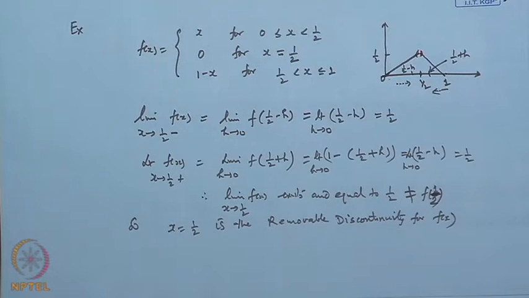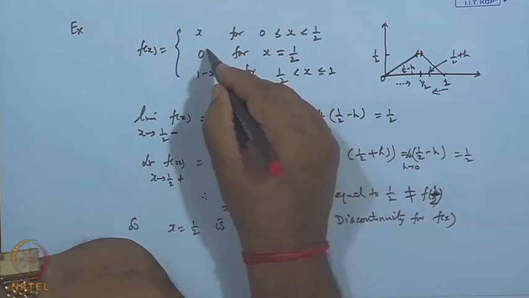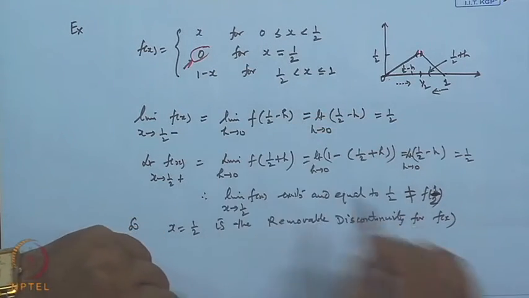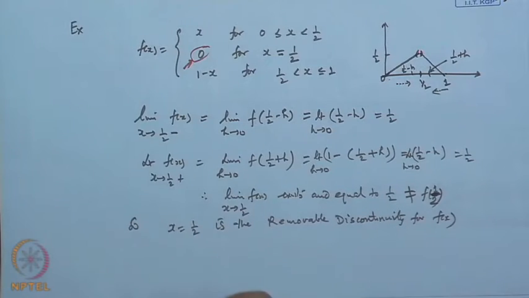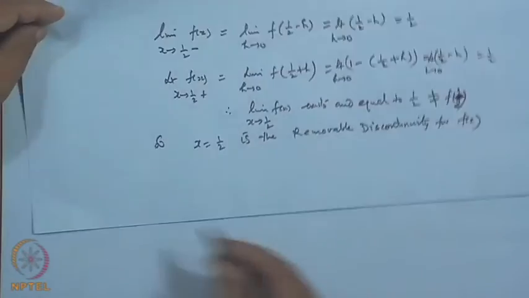Okay. So, if we redefine the function here, instead of 0, with the limit value at x equal to half, then our function becomes continuous. So, that is why it is removable. Now, take another example, suppose another one.